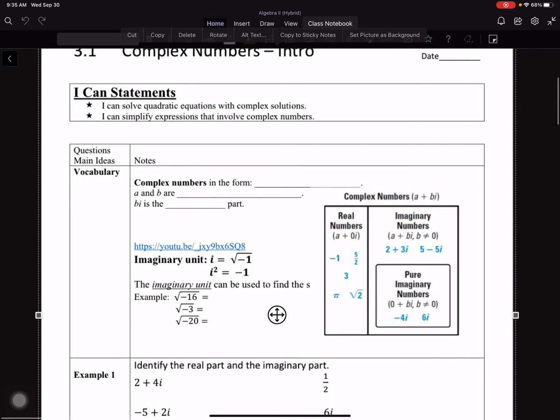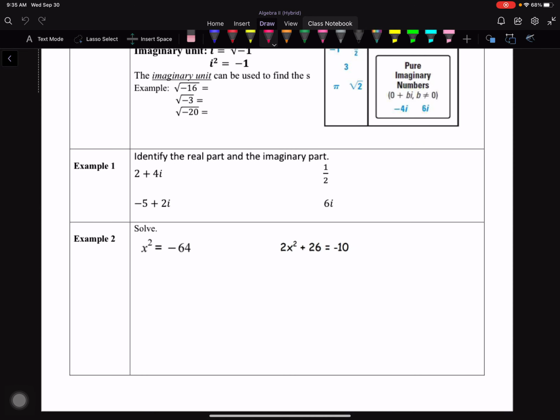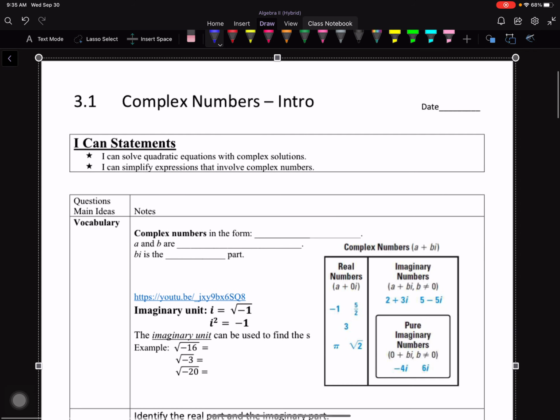So first of all, what is a complex number? It's just a number in the form of a plus bi. The i stands for imaginary, where a and b are real numbers, and bi is the imaginary part.